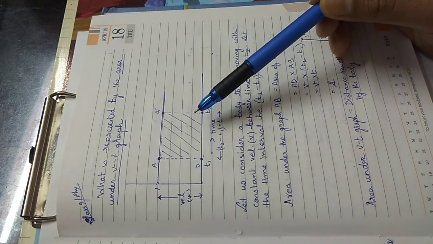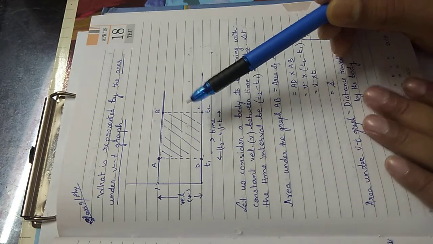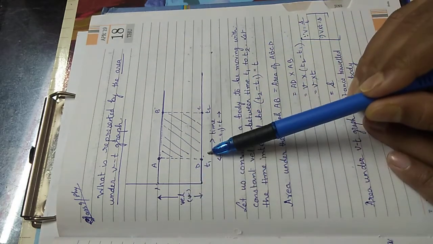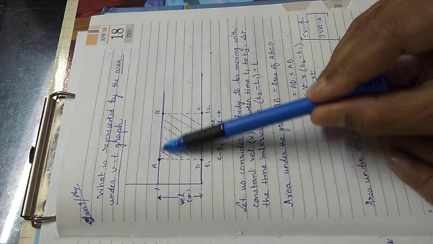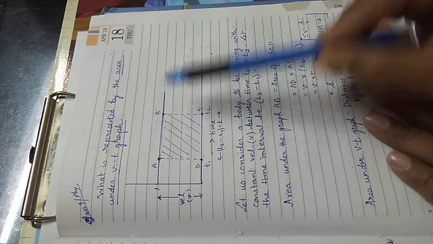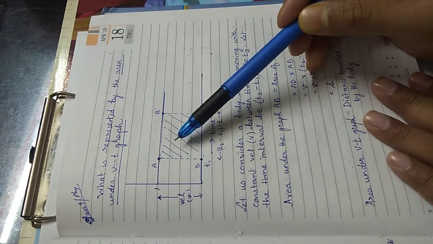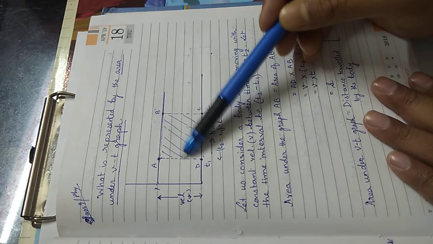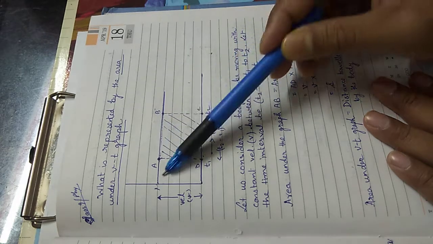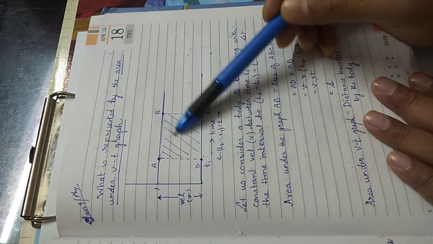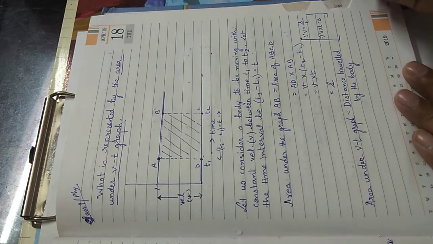In our earlier video we have learned that. And we know that velocity by time is acceleration. So the graph line will indicate acceleration. Here what we are trying to describe is, if we calculate the area under the graph line for a velocity time graph, what will we derive?